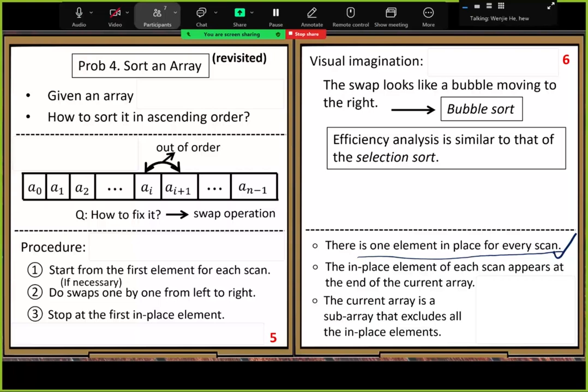Efficiency analysis is similar to the selection sort, because you have to do that many scans. Each scan needs the same number of comparisons as in the selection sort, so I do not repeat it. The conclusion is also the same: the number of comparisons is 1/2 times n times n minus 1.